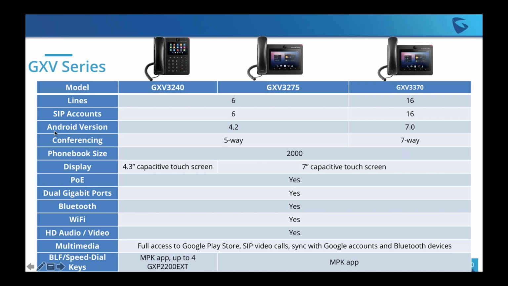All right. So yeah, quick overview there of our GXV series of Android IP phones. Looks like now it picked up the stuff that was supposed to be in that other column for the 3370.